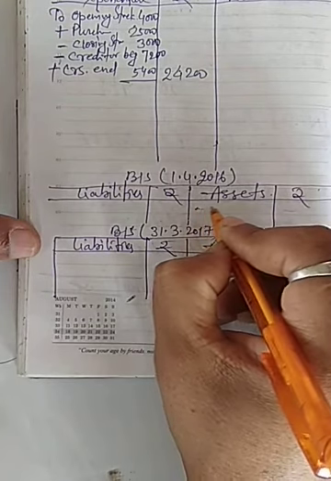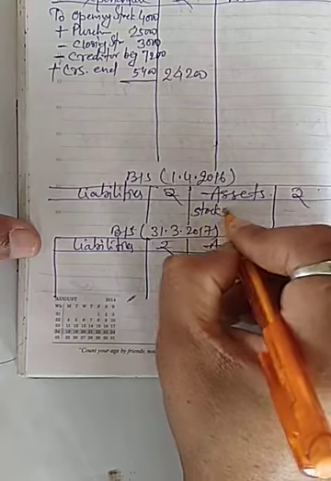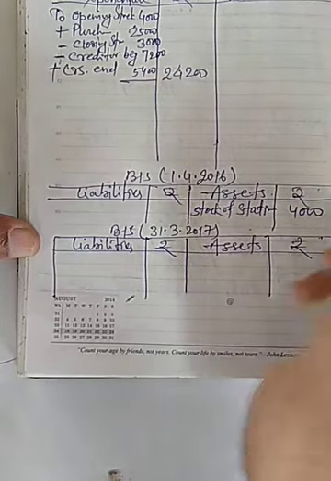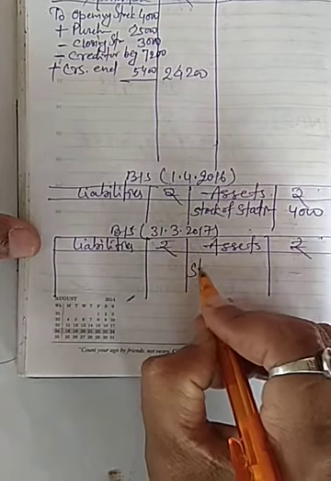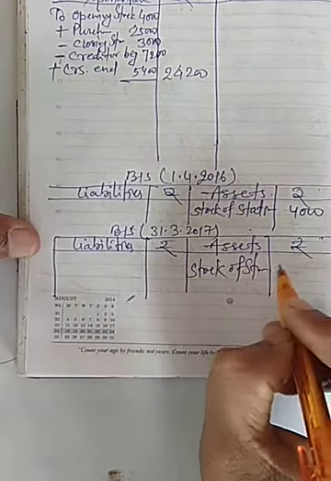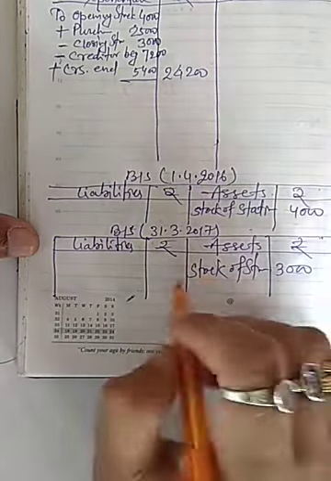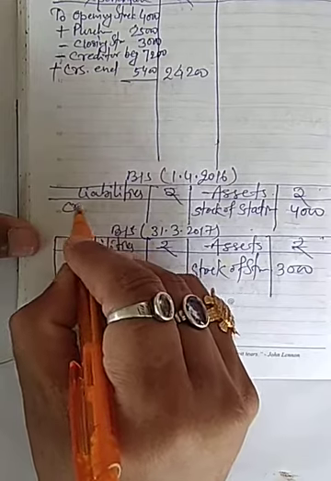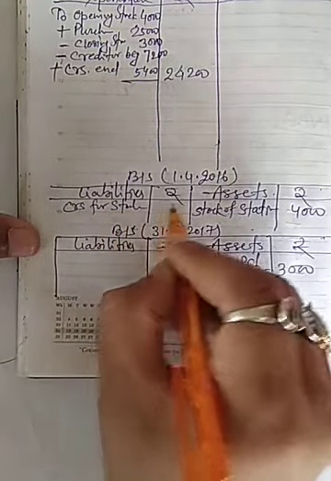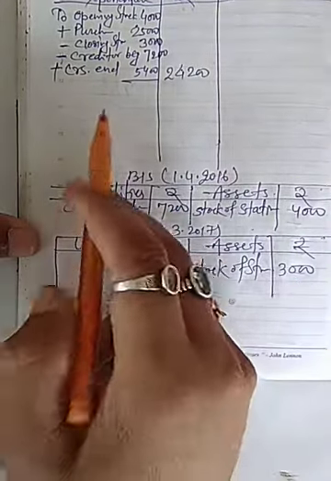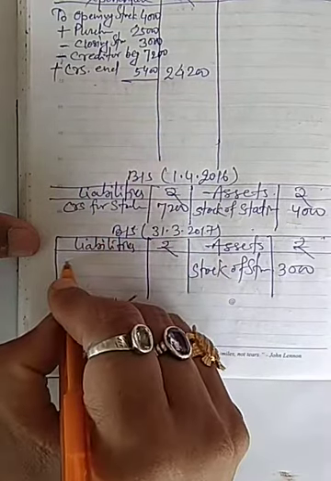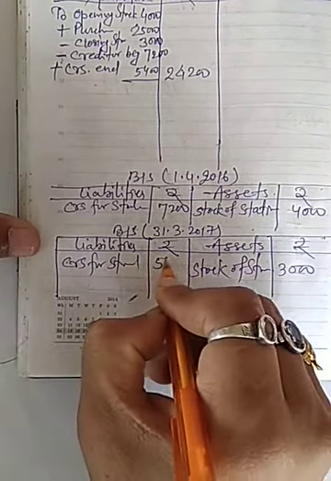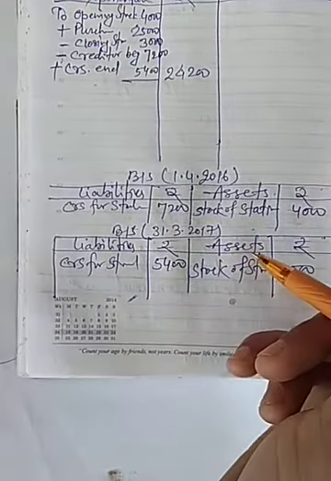So stock of stationery 4,000, I will show 4,000. And for closing stock, the stock of stationery will be shown as 3,000 in the closing balance sheet. Now it is given creditor at the beginning, so I will write creditor for stationery, given as 7,200, and creditor at the end, so creditor for stationery will be 5,400. So this is the solution of the question.